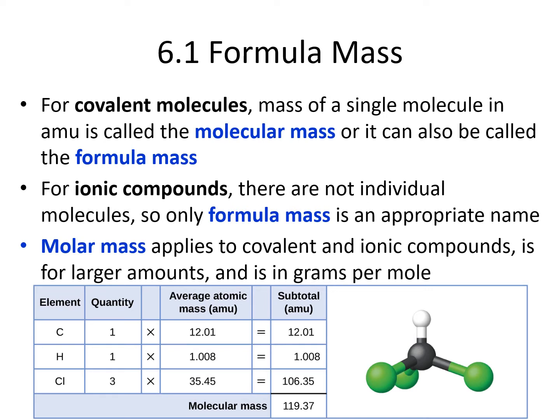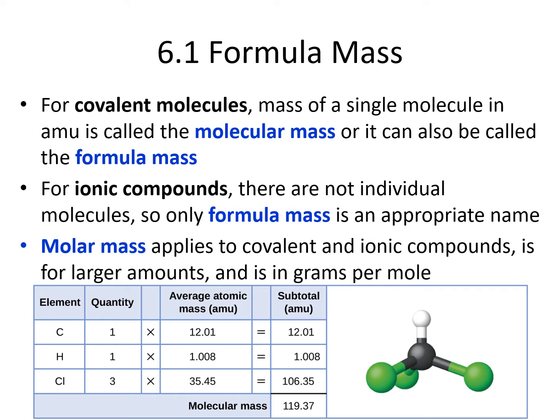For ionic compounds, there are no individual molecules, so the term molecular mass would be inappropriate. Instead, we must use the term formula mass, which would be based on the chemical formula of the ionic compound. If we want to use a larger scale, we can use the term molar mass, and the units on that would be grams per mole. Whether we use the term molecular mass, formula mass, or molar mass, we go about our calculations the same way.